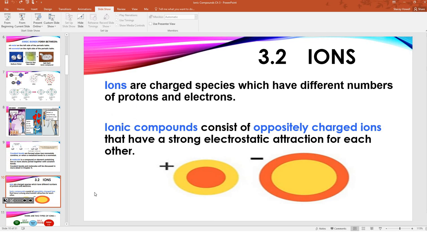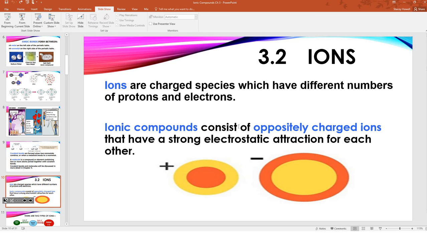So let's go back to talking about ions. Ions are charged species. So we've talked about isotopes. Isotopes have the same number of protons, different number of neutrons. You can have an isotope that is an ion. An ion just is about the electrons. The protons stay the same. The neutrons for that isotope would stay the same, but the ion is how many electrons it has gained or lost.